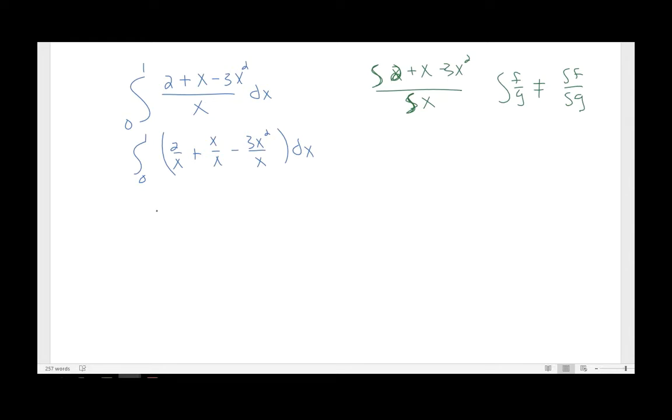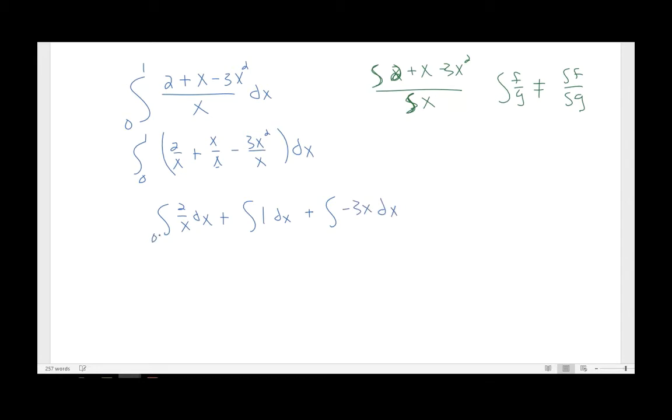And then what I'm going to think about here is I'm going to integrate 2 over x, and then this is just the integral of 1. And then we have, let me do it this way, right? We have minus 3x.